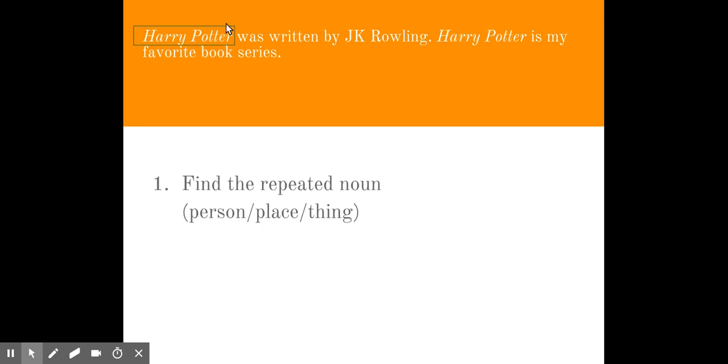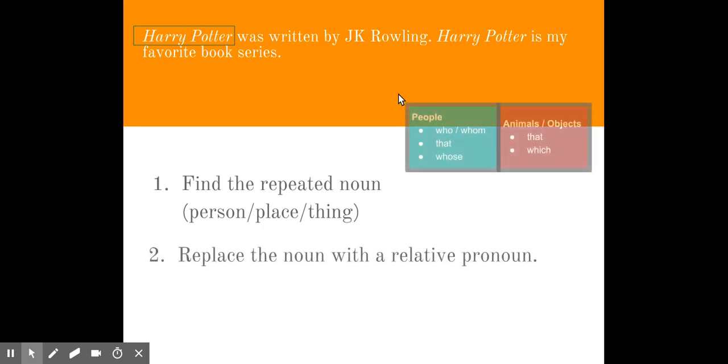So Harry Potter is a repeated noun. Harry Potter, Harry Potter. And we're going to replace it with a relative pronoun. Harry Potter, person, animal, or object. Now here we're not talking about the character Harry Potter. We're talking about the books. So that's going to be an object, that or which. Right?